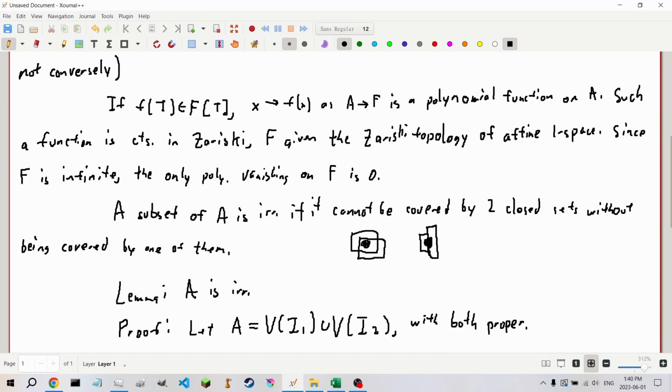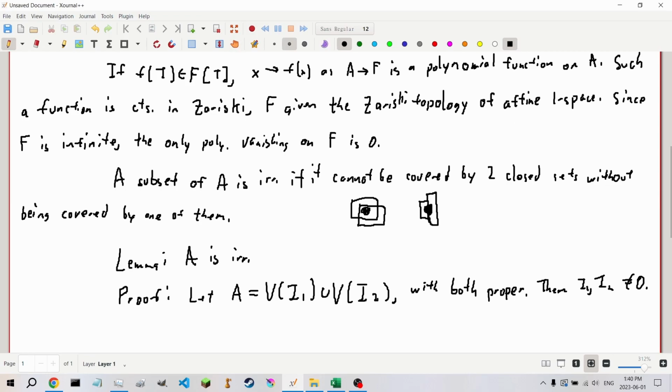Or both being non-zero. Potentially both. Then I_1 and I_2 are not 0. Now let f be a non-zero polynomial from I_1, and g be a non-zero polynomial from I_2. Then fg is not 0, but fg vanishes on A.